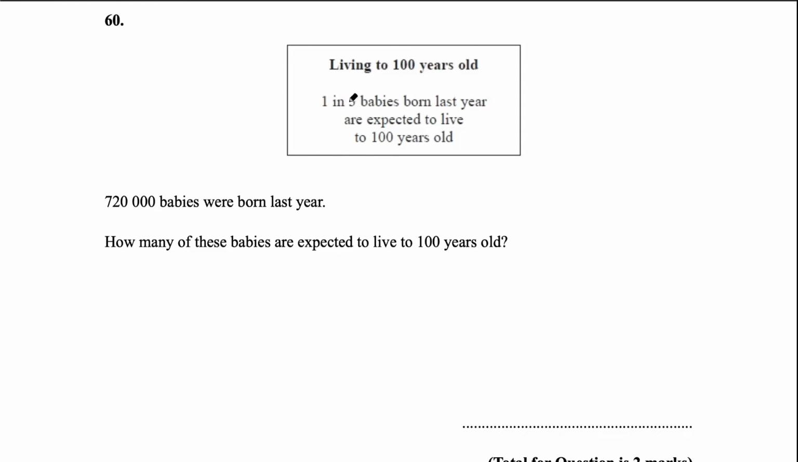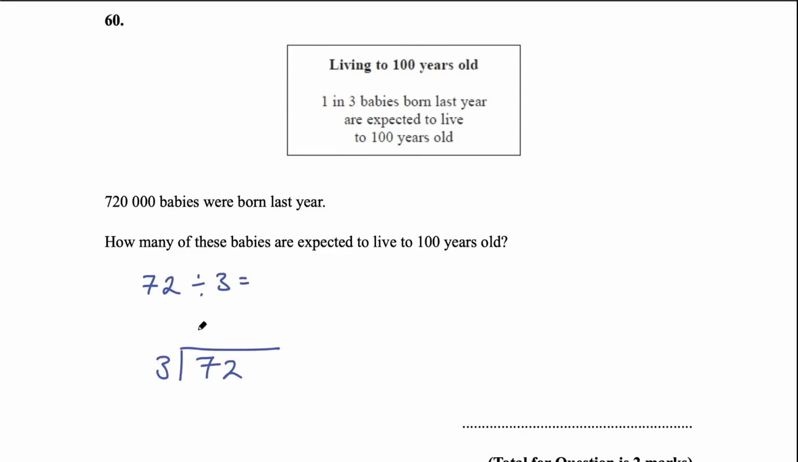Well, they tell us 1 in 3 babies born are expected to live to 100, so we need 1/3 of 720,000. And well, if we just look at the 72 divided by 3, what goes into 72 3 times? Well, you could do a bus stop division if you're still not sure. So when you're doing a bus stop division, you look at this first number, 7, and then divide it by 3. How many times does 3 go into 7?